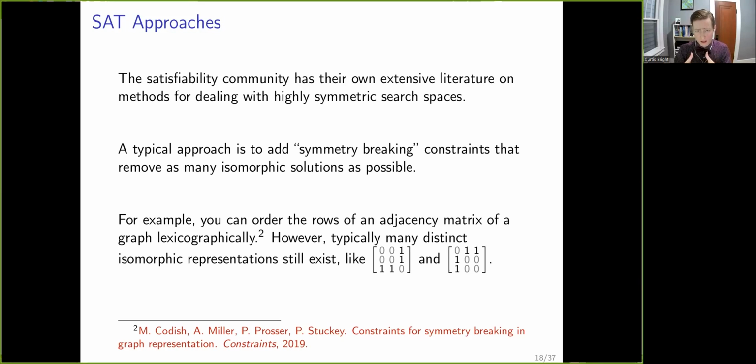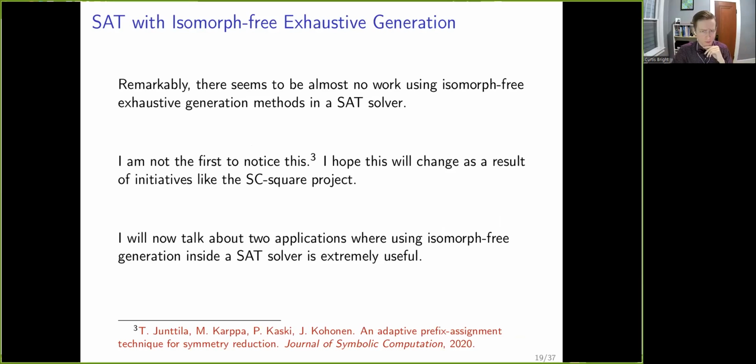The problem is, although this is going to be beneficial, it's going to remove a lot of symmetry from the search. It doesn't remove all symmetry. As a simple example, these two 3x3 matrices are both isomorphic, and the rows of them are sorted in lexicographically increasing order. So this is the main problem with the simple approach of just adding a symmetry breaking constraint.